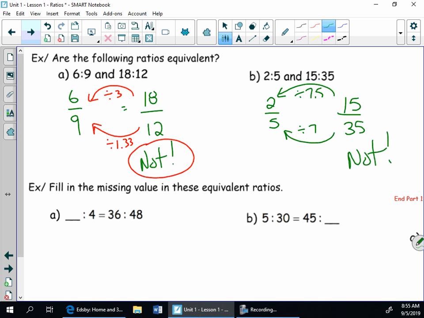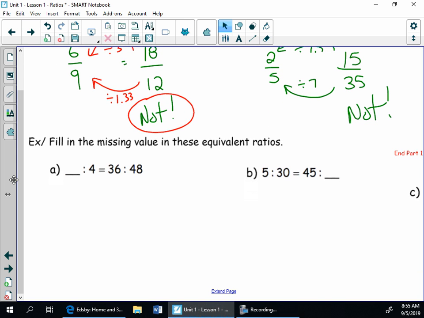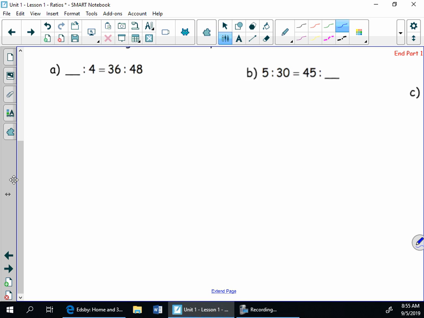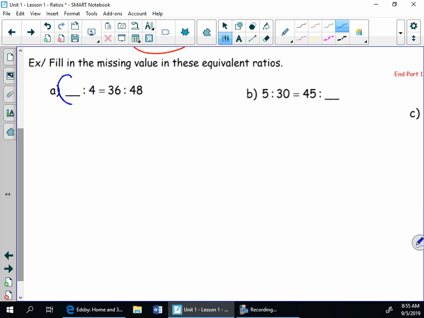Now, the real reason we like this equivalent ratio idea is so we can solve problems. Okay. To find missing values. How does that work? Well, it's basically doing what we've been doing all along. So I've got a missing number right here. I want to know what it is if I know that this ratio is equal to this ratio. So what am I going to do? Write it as a fraction.